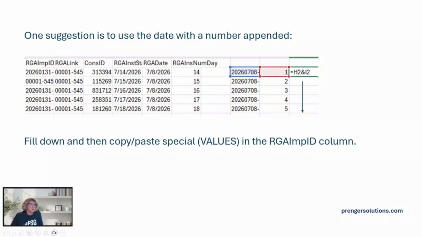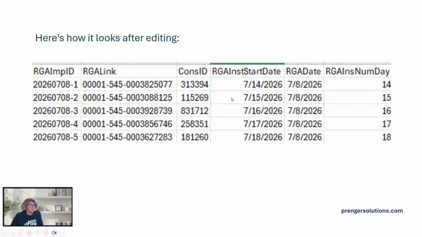So you'll see here in another column, I had put in today's date with a dash, and then the numbers 1, 2, 3, 4, 5, and so on. And then I just used a quick little formula to combine this column H with this column I, so H2 and I2, and I filled down, and then I copied and pasted special the values into the import ID field. Here's what it looks like after editing. So you see the date -1, 2, 3, 4, 5, that is the new import ID.